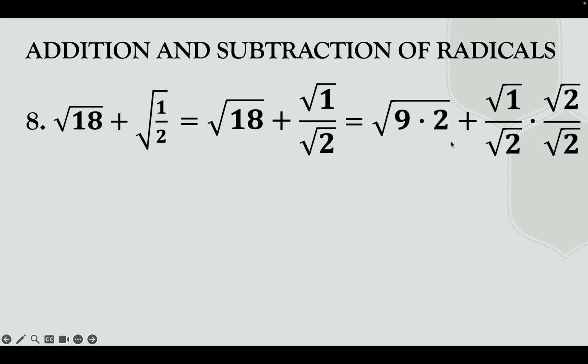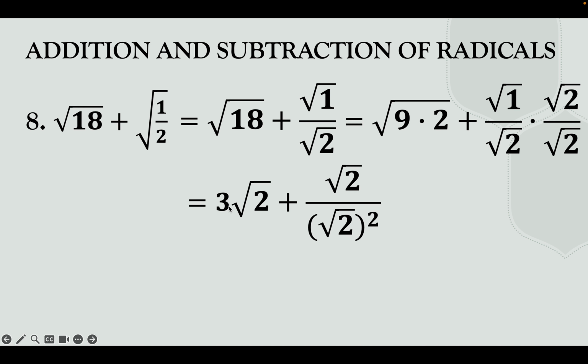So, we have here square root of 9, which is 3 square root of 2, plus square root of 1 times square root of 2. In the denominator, we have square root of 2 times square root of 2, which is square root of 2 squared. Simplify this one. We have 3 square root of 2 plus square root of 2 over, we can cancel the square root and the exponent, so we have 2 here.